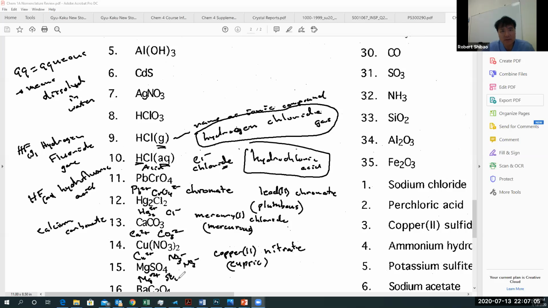Magnesium's fixed charge, that's +2. Sulfate is -2. So this is just magnesium sulfate. Number 15, magnesium sulfate. MgSO4, magnesium sulfate.